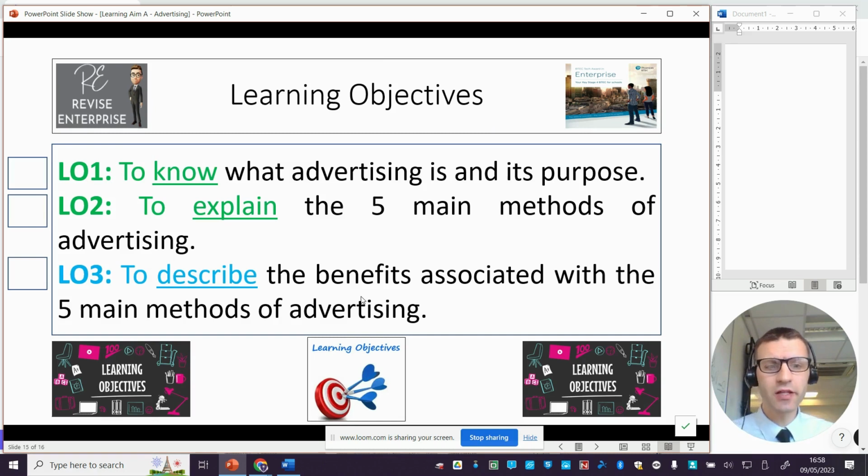Okay, so in terms of our learning objectives today, guys, we've managed to cover the following. So learning objective 1, we know what advertising is now and its purpose, which is great. We can explain the 5 main methods of advertising. And finally, we can describe the benefits associated with the 5 main methods of advertising as well.